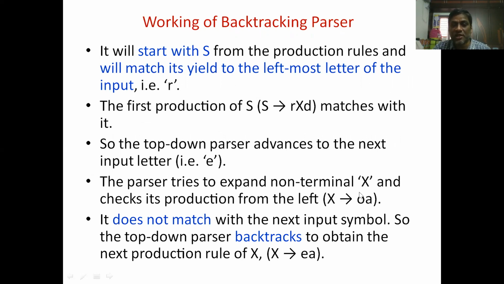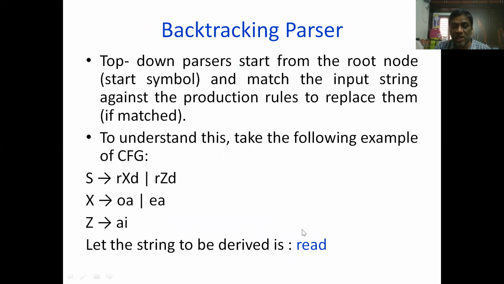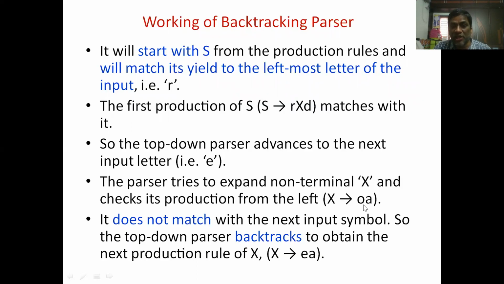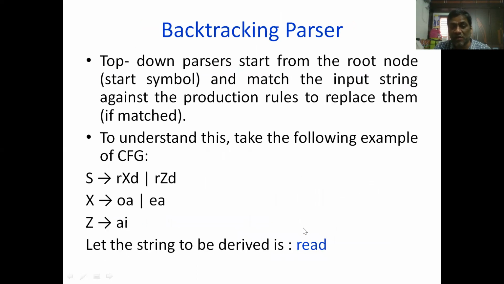Immediately it identifies that OE is not matching with the second symbol. What is the second symbol expected here? The lookahead symbol is E, but the substitution of OA is producing this string ROA, and the second symbol O is not matched with the second symbol of the original string. Therefore, the backtracking parser immediately backtracks to the previous situation. That means the substitution OA is recovered again and it tries to substitute the other possibilities of X.